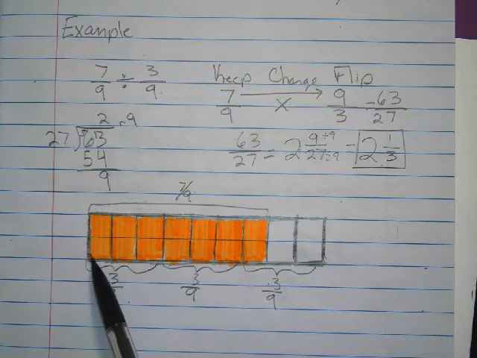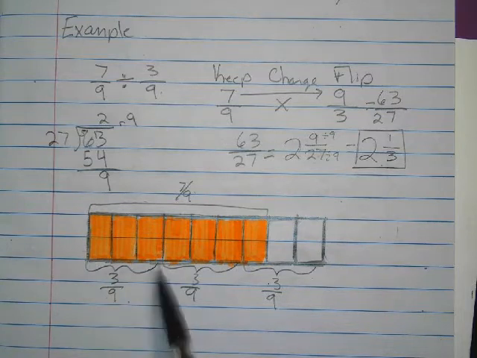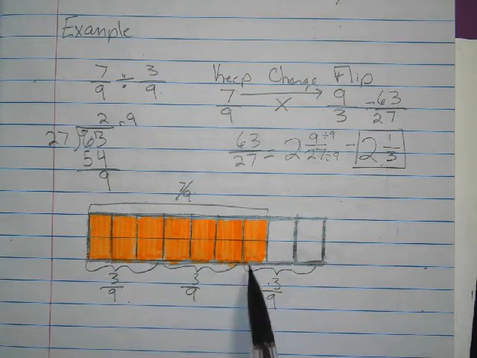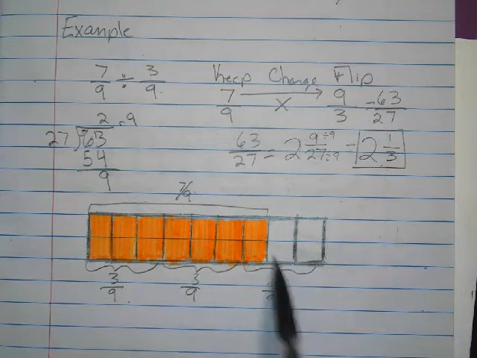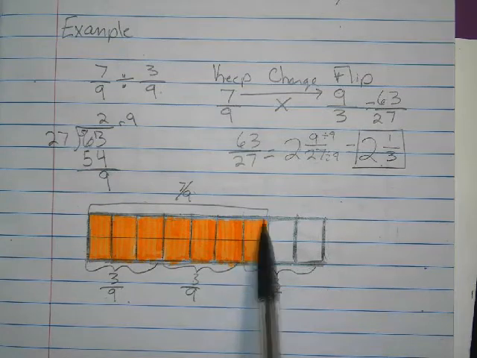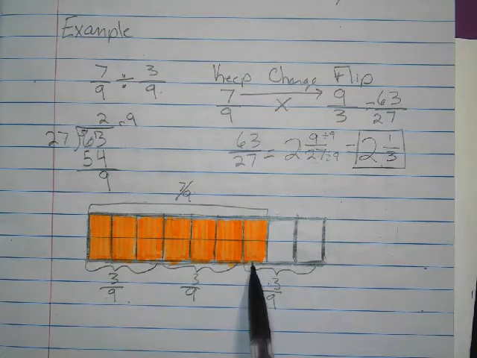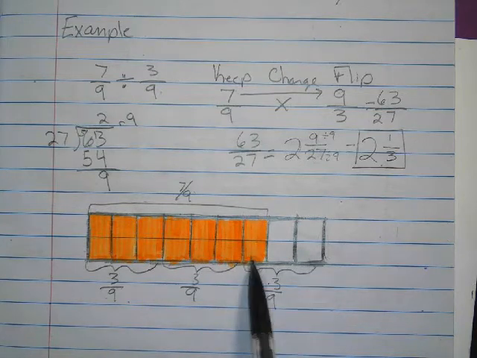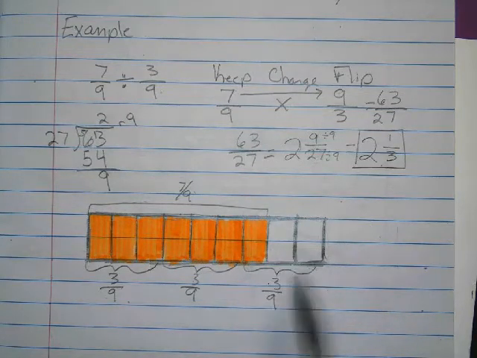I had 1, 2, 3/9 here, 1, 2, 3/9 here. So that's 2 groups of 3/9. And then when I did another 3/9, I didn't have the whole thing, because this whole thing would be 3/9. I only had 1 out of those 3. That's 1/3. So I had 2 groups of 3/9 and then 1/3 of the 3/9, which is my answer, 2 1/3.